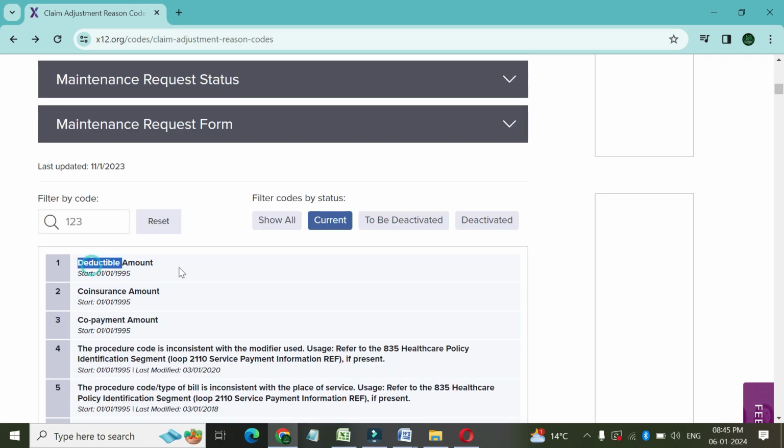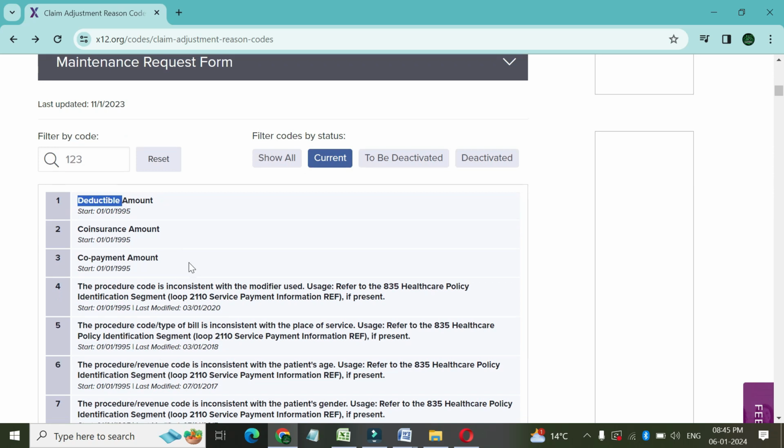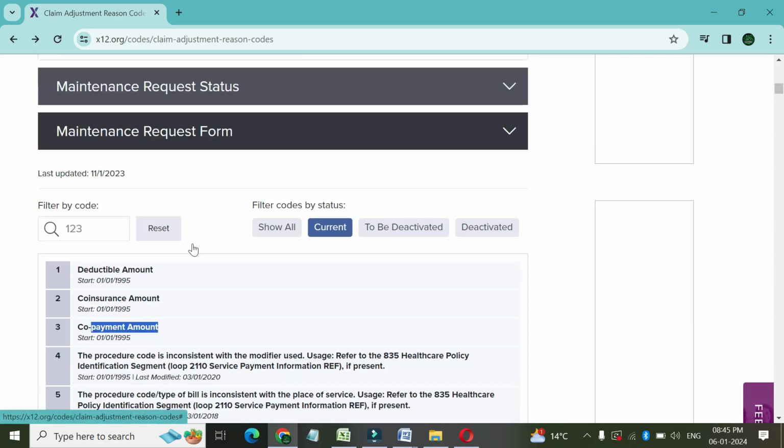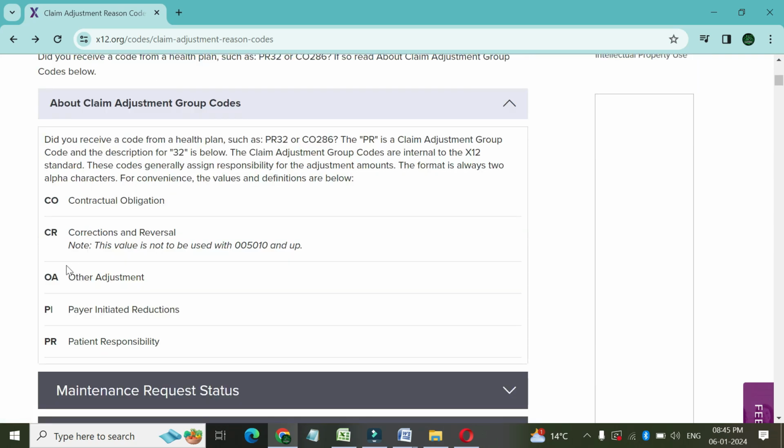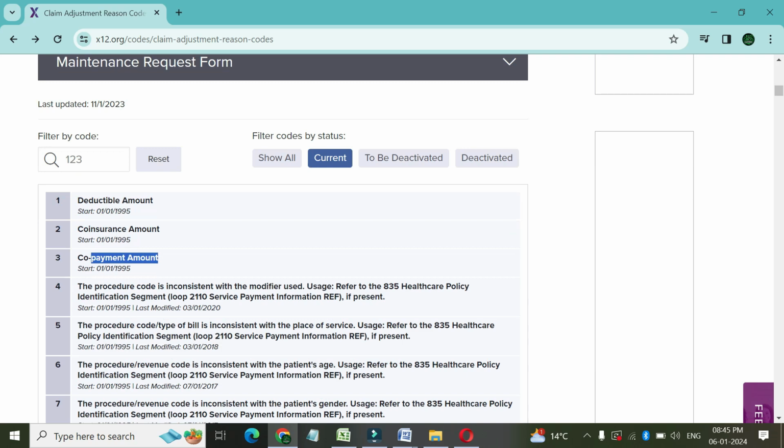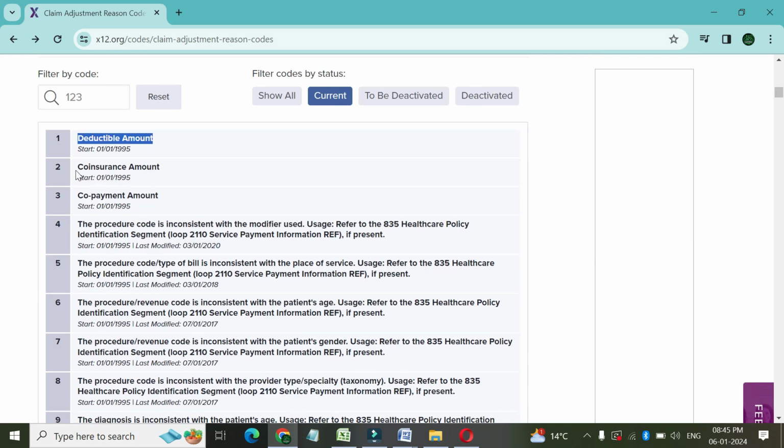Now, the deductible amount. If you see my video on the basics of US healthcare, I have explained there what a deductible amount is, what co-insurance is, and what co-payment is. These all three together are called patient responsibility. So in this example, we saw that our code was PR1 for $5. PR1 means patient responsibility. Why? Because the patient owes the deductible amount. If it says PR2, that means this is the co-insurance amount.